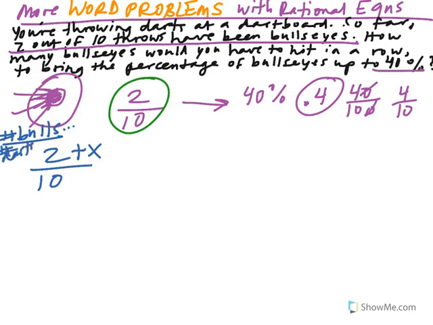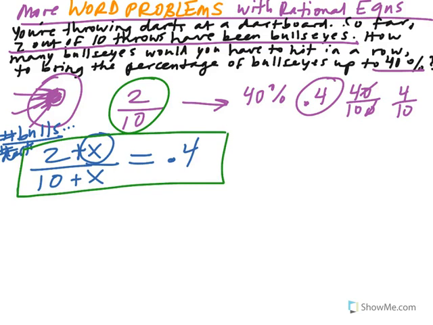Okay? So we'll add x to the number of bullseyes, and we'll also add x to the number of total darts we've thrown. Okay? And when we do that, this ratio will be equal to 40%. So I'll just call it 0.4. Alright? So now we just have a pretty straightforward rational equation that we want to solve. Now, how do we do that?